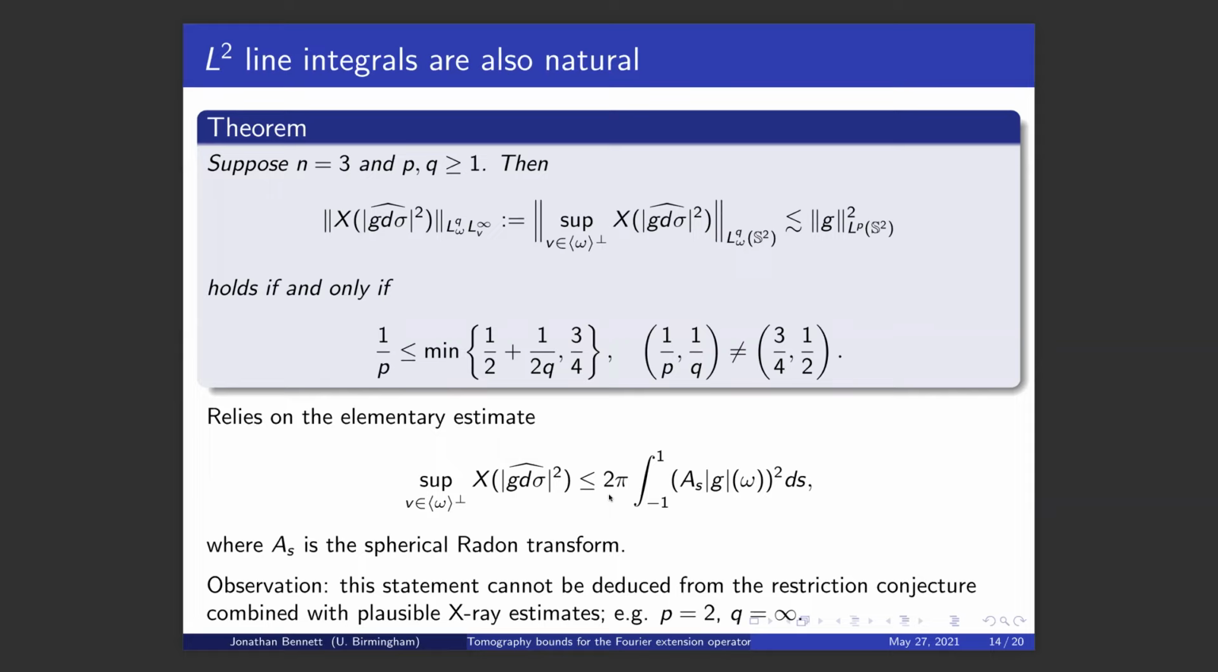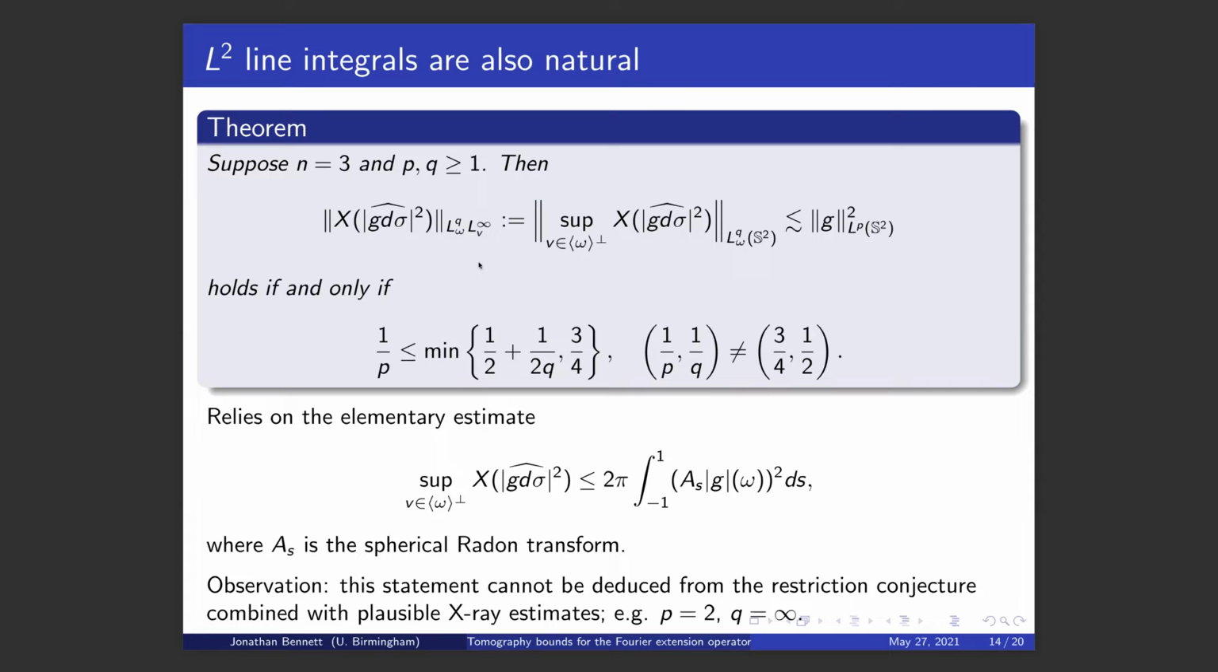So this is rather straightforward to show. And actually, it's true with equality if G is non-negative. So there's not much lost here. And really, it's this L infinity norm in the translation parameter that's responsible for this being relatively elementary, I think. But this does capture some estimates that really don't follow from the restriction conjecture.